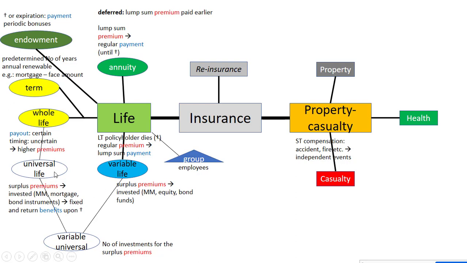In the case of universal life insurance, we can see that in this case mostly we are focusing only on fixed interest assets, so money market funds, mortgages, bond instruments are invested, so we cannot say that it's as diversified as the variable life. Also we can see that there is a fixed benefit at the end of the day, and some return can be added to this one.